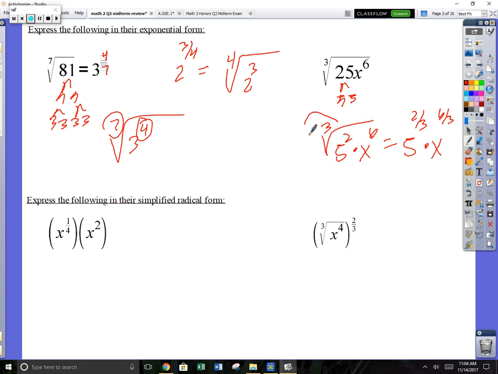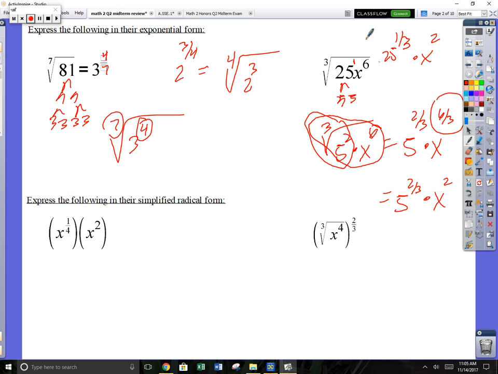So I'm going to do this one individually and then this one individually. Just times them, and that can be simplified. So your final answer is going to be 5 to the 2/3 times x to the 2. Or if you didn't break down 25 to 5 and 5, if you just call it 25 to the 1/3, then it'd be 25 to the 1/3 times x to the 2. So either of these would work.